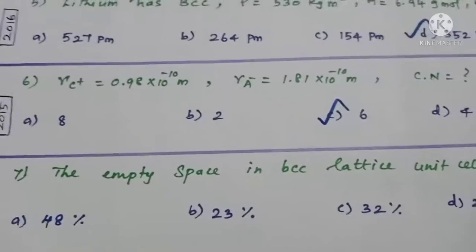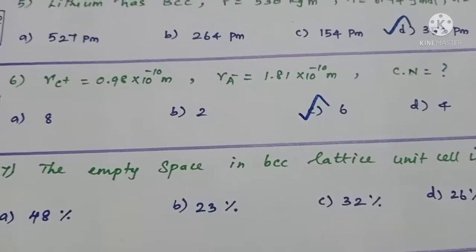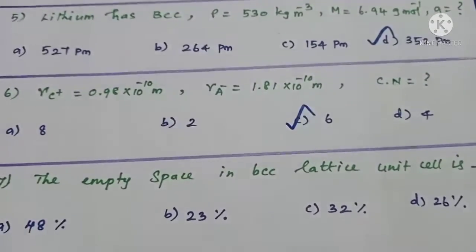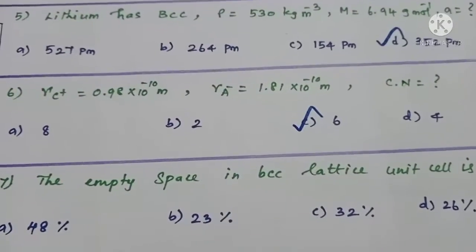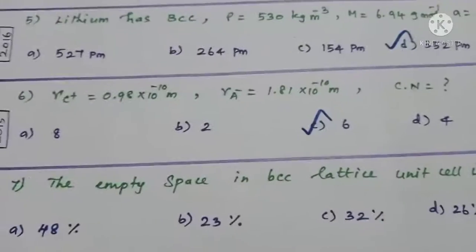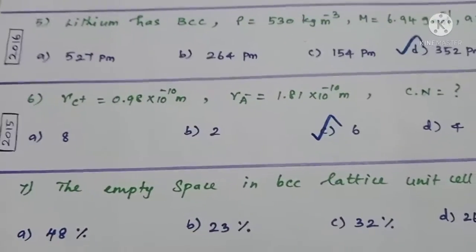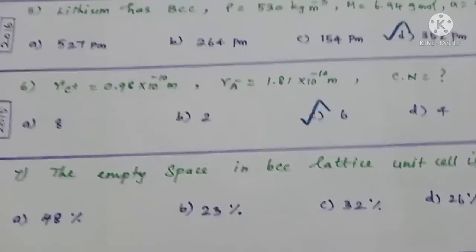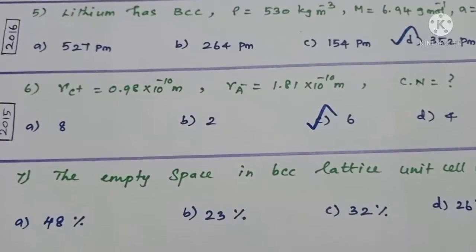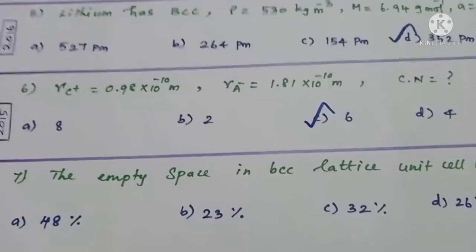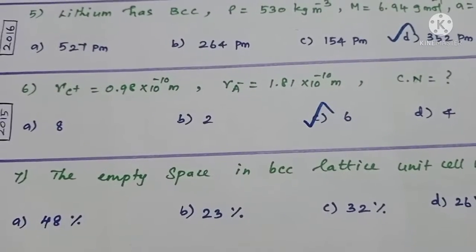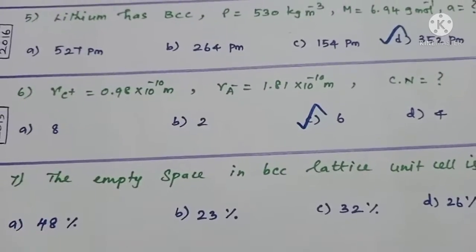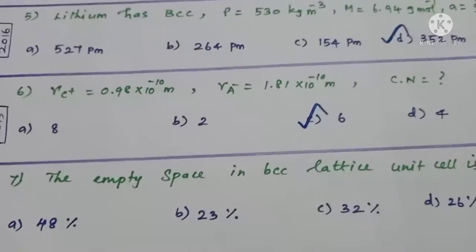Question number 7. The empty space in a BCC lattice unit cell is what? What is the empty space, the free space, in a body centered cubic lattice? For that you are supposed to know the packing fraction values. We have learned the packing fraction calculation for different cubic systems: for the simple cubic system it is about 52.33%, isn't it? For the body centered cubic system, it is about 68%. For the face centered cubic system, it is about 74%.